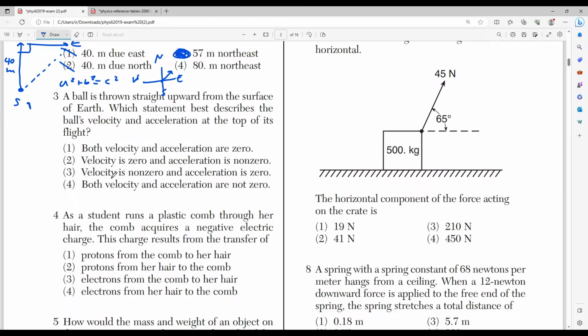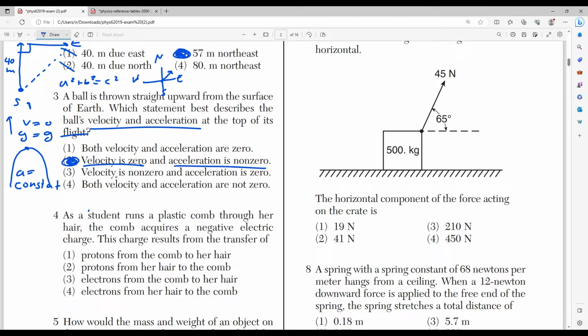Number 3 says a ball is thrown straight upwards from the surface of the Earth. Which statement best describes the ball's velocity and acceleration at the top of its flight? This pretty much applies to anything going up, assuming that it's going to come back down. Your velocity is going to equal 0, but your acceleration is still going to equal gravity, so it stays constant. So that's going to be choice number 2. Velocity is 0 and acceleration is non-zero.